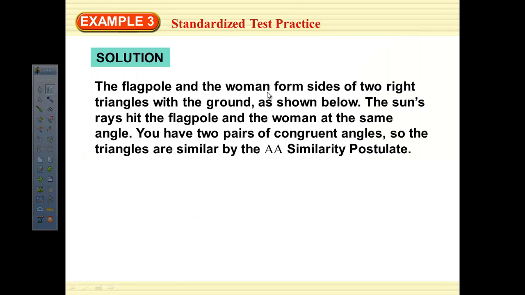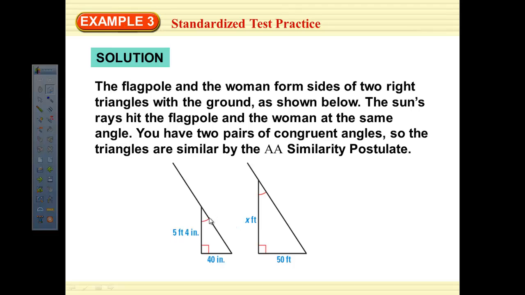So the flagpole and the woman form the right angle for the first right triangle, and the sun's rays hit the flagpole and the woman at the same angle, so therefore we know we're going to have angle-angle similarity. Again, we know that this angle and this angle are going to be equal because the sun's coming down basically at the same rate.